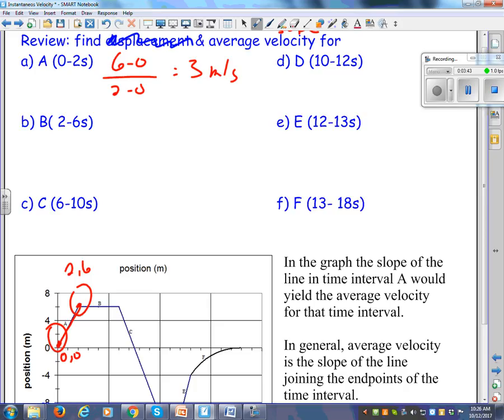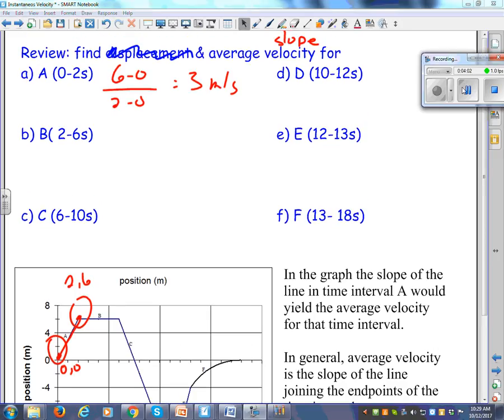Is it a constant 3 meters per second? Absolutely. How can you tell? Straight line. Is B a straight line? Yep. Okay, so go ahead and find the slope for B, C, and D, and E, and F, and I'll do them with you in about 3 or 4 minutes.